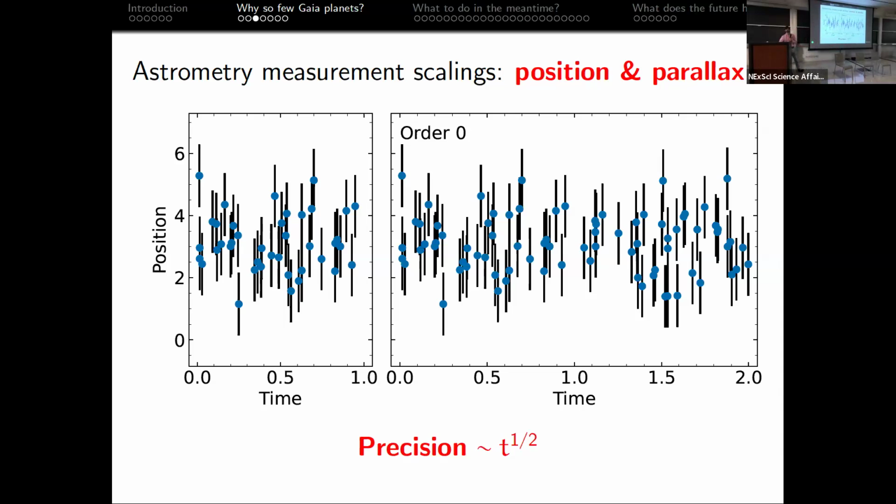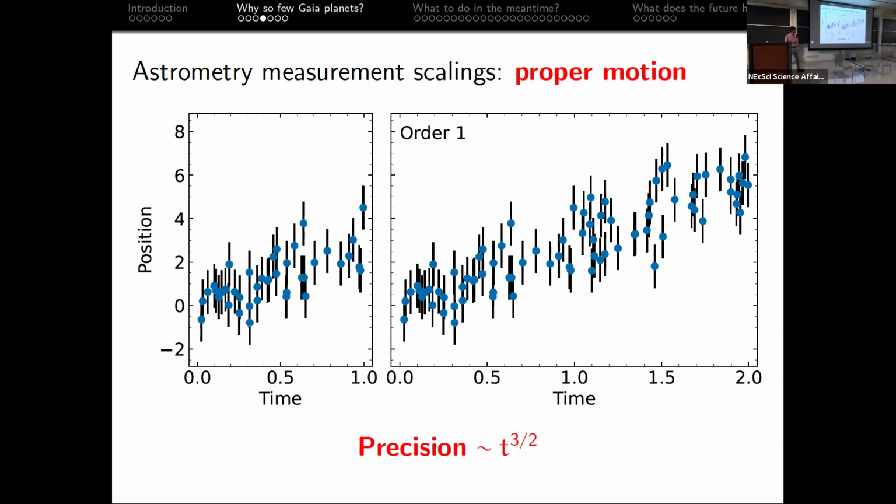It's very different, though, if I have a trend. Notice how on the left, you can maybe see that it's a line. On the right, it's a lot easier. So it's not just that I had more points, it's that I spread those points out over a longer period of time. So here, to measure a trend, it's not T to the 1/2, it's T to the 3/2. So one of those powers of T is from spreading things out.